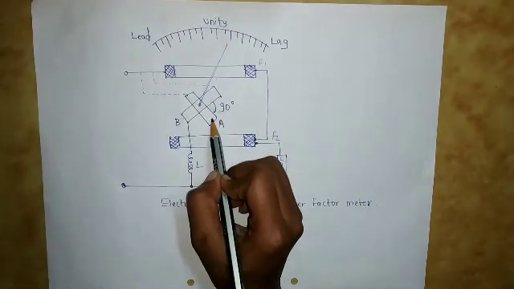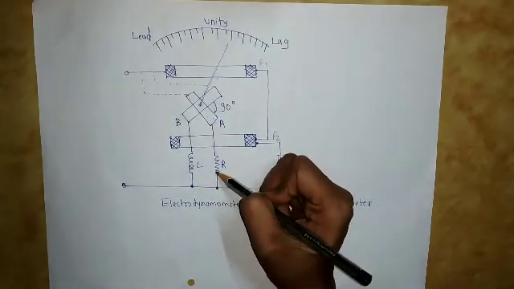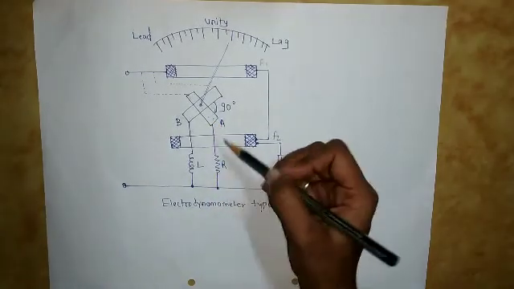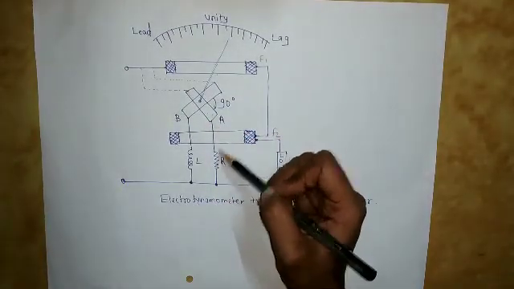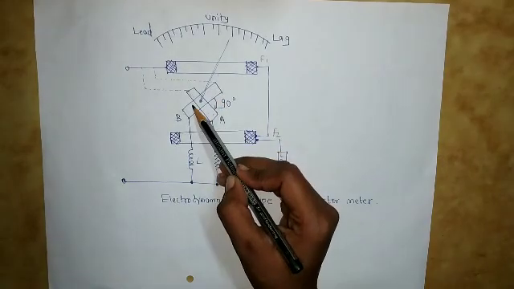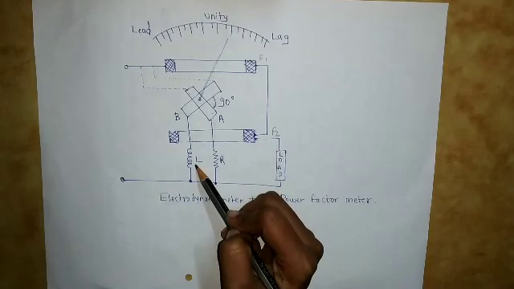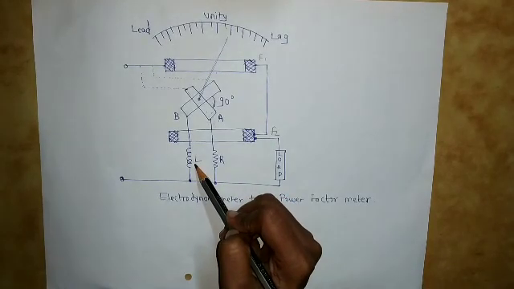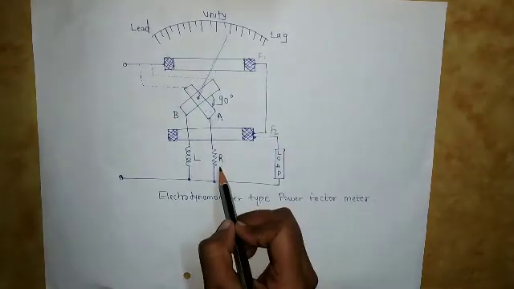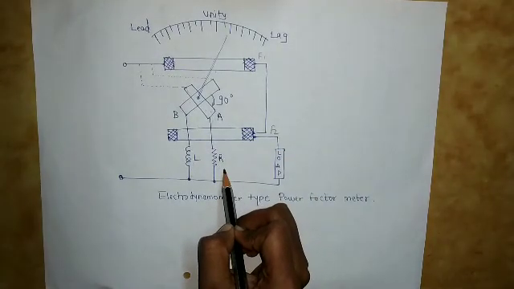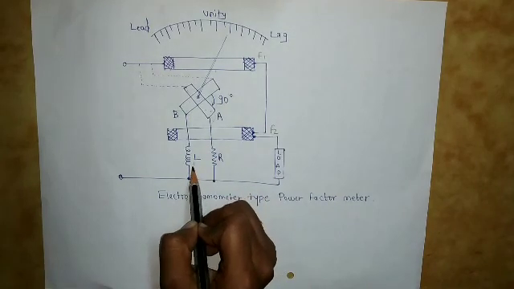Now here you can see coil A. This coil A has a non-inductive resistance R in series with it. Similarly, coil B has an inductance L connected in series with it. So for coil A we have provided a resistance in series, and for B we have connected an inductance in series.